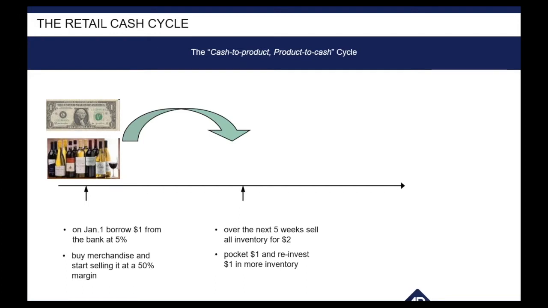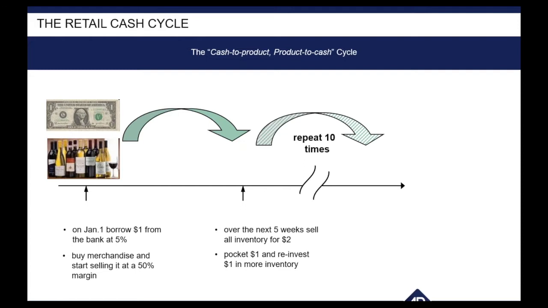Let's say that it takes 5 weeks to sell all the inventory. So after 5 weeks, I will have $2 in my pocket, because it's $1 of inventory sold at 50% margin, $2 in my pocket, and that's my revenue. I'm going to put one of those $2 in my pocket as profit, and the other dollar I'm going to reinvest into the business. I will purchase another $1 worth of inventory and repeat the cycle, and so on.